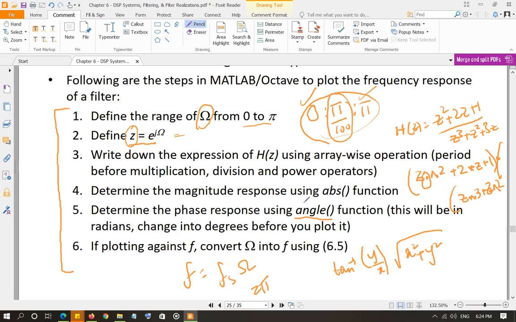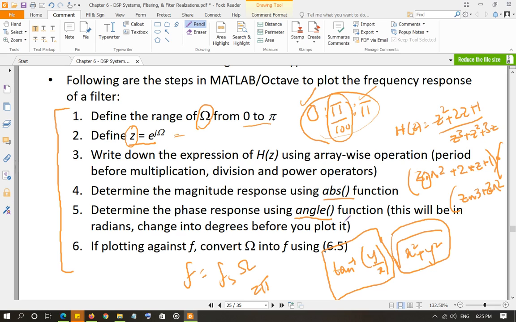Then you're going to determine the magnitude response once H of e^j omega is calculated in step number 3. The magnitude of a complex number is the square root of x square plus y square. But in MATLAB, you can use the abs function to calculate the magnitude response. And then you're going to determine the phase response. Again, the phase of a complex number is determined by the tangent inverse of y over x. In MATLAB, you can just use the angle function, and the angle function gives you phase in radians.